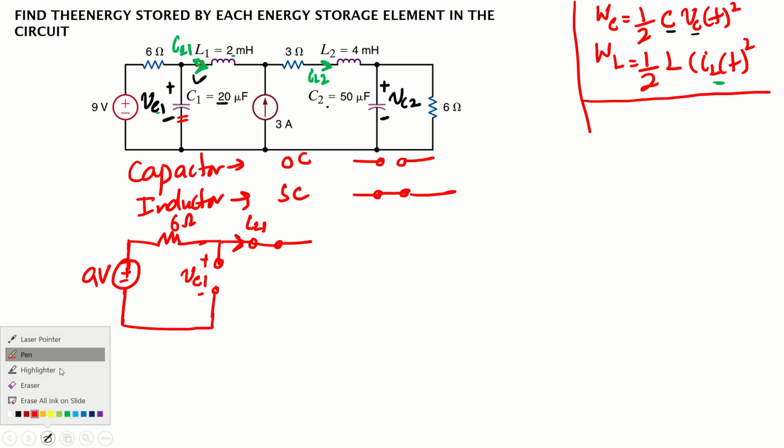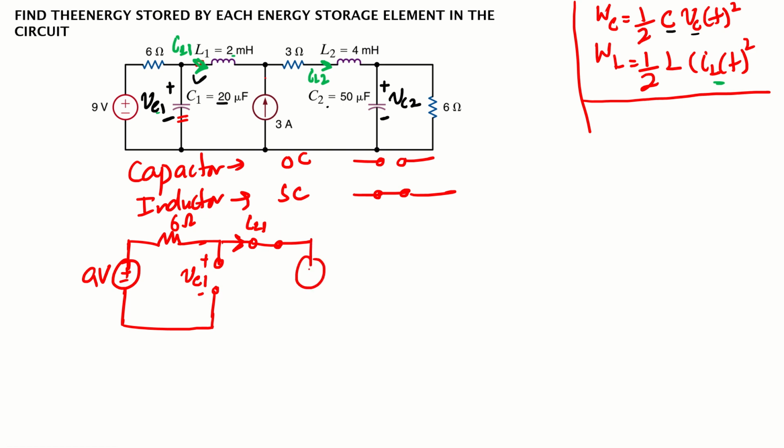Okay, what we have next, we have basically at this node a current source. So let's draw that. The value of that current source is 3 ampere. Then we have a 3 ohm resistor. Then we have the second inductor. So the second inductor also we replace with a short circuit, and we need to find out what this current, IL2, is.